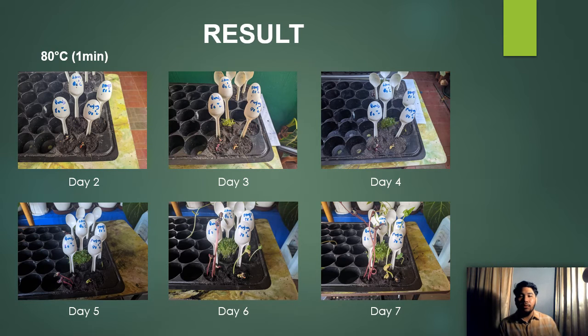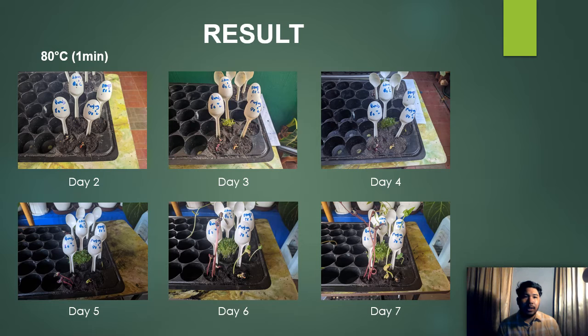Okay, so next I'm going to continue to present our third mini experiment, which is the 80 degrees Celsius water temperature. On the second day, it appears that the seeds of the sawi and kacang panjang have begun to germinate. On the third day, the sawi seeds have produced leaves, while kacang panjang, kacang buncis, and bendi have just produced hypocotyls. On the fourth day, the sawi seeds were fully grown, while the condition of kacang panjang, kacang buncis, and bendi was still the same.